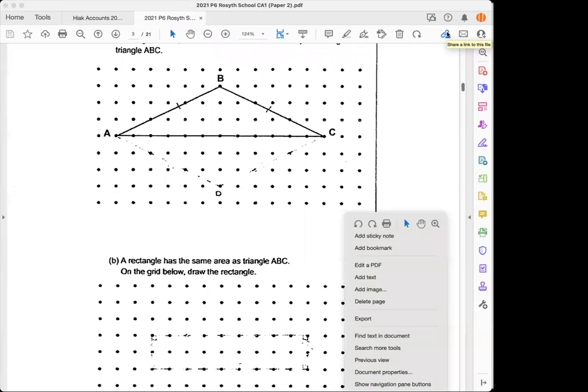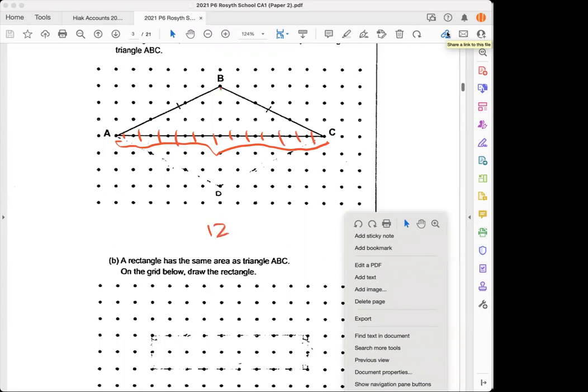So first you need to find the area of the triangle ABC. The area of the triangle ABC has a base here. Let's count the number of units for the base: 1, 2, 3, 4, 5, 6, 7, 8, 9, 10, 11, 12. So the base is 12 units.